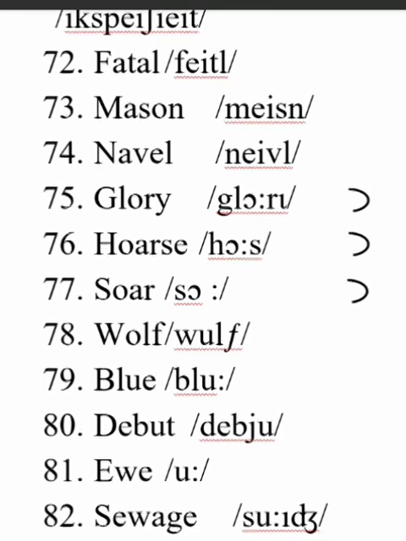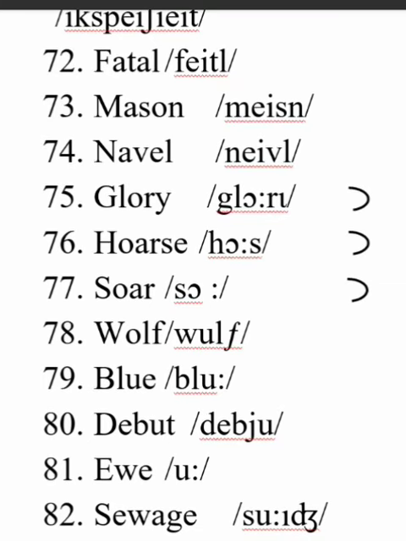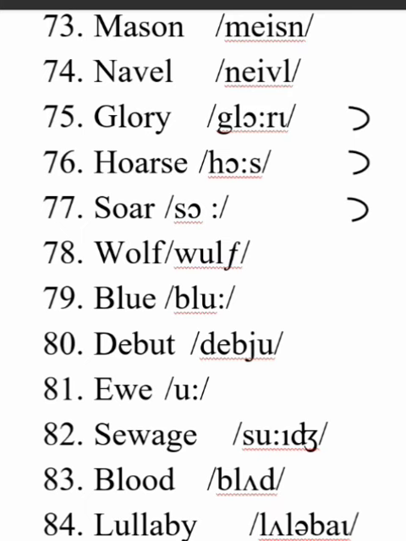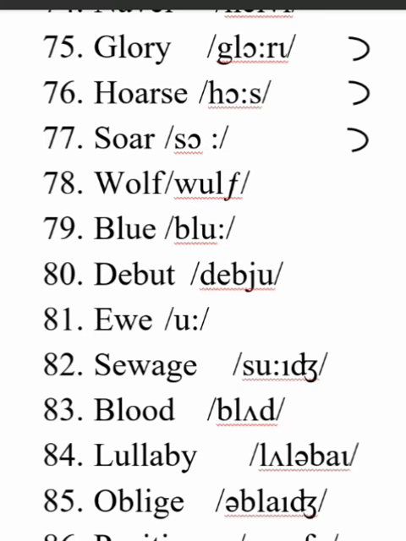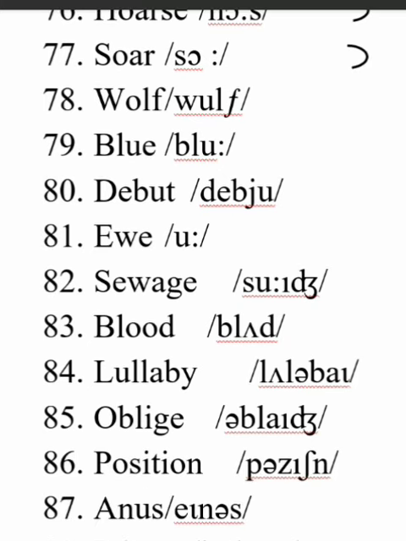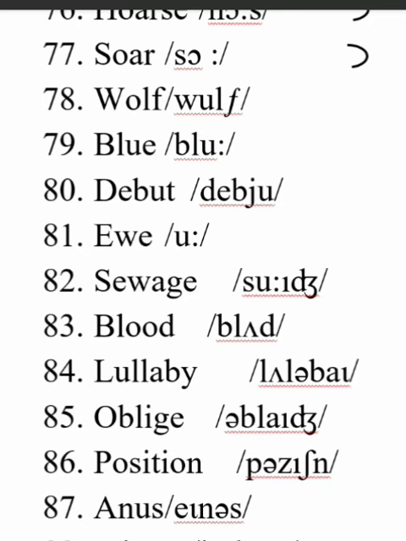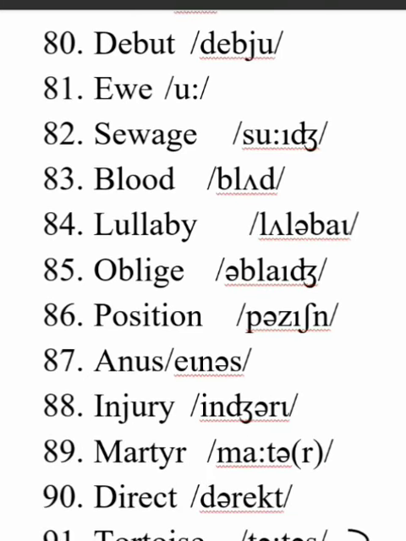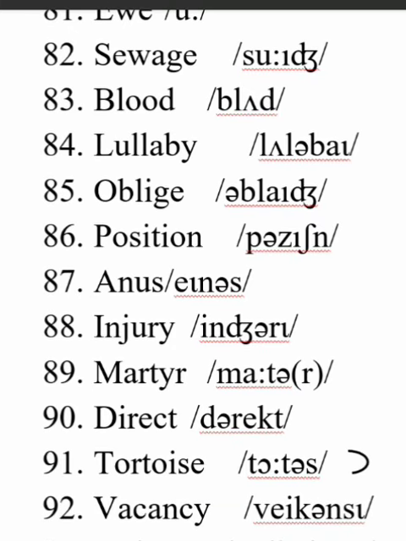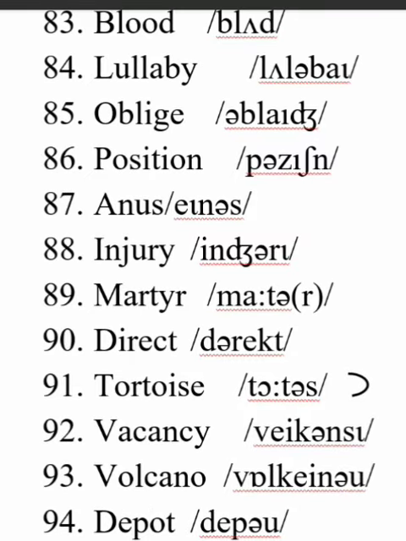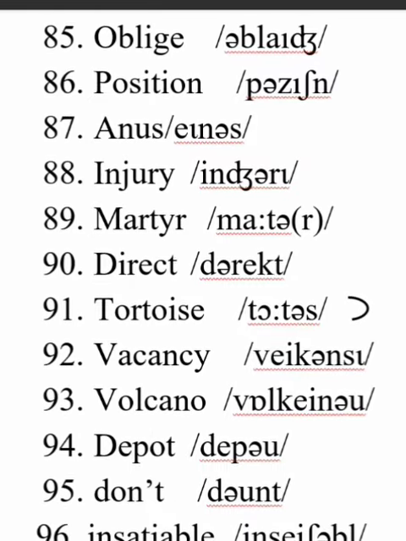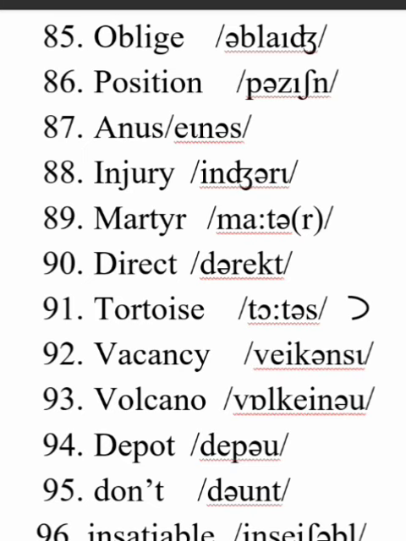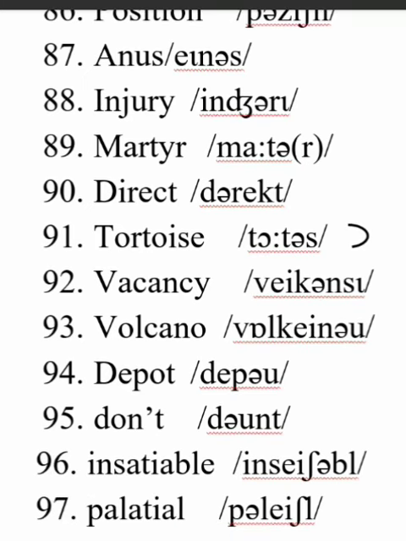73. Mason. 74. Naval. 75. Glory. 76. Horse. 77. Soar. 78. Wolf. 79. Blue. 80. Debut. 81. You. 82. Sewage. 83. Blood. 84. Lullaby. 85. Oblige. 86. Position. 87. Anus. 88. Injury. 89. Martyr. 90. Direct. 91. Tortoise.